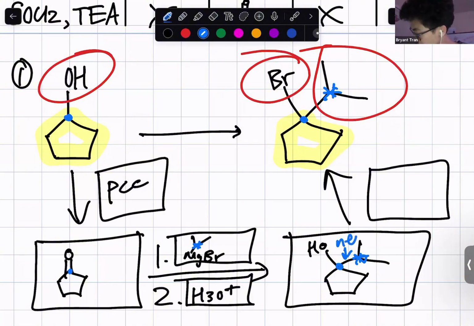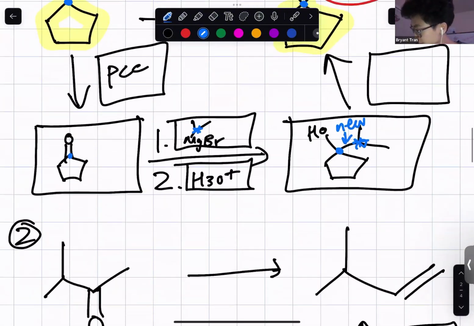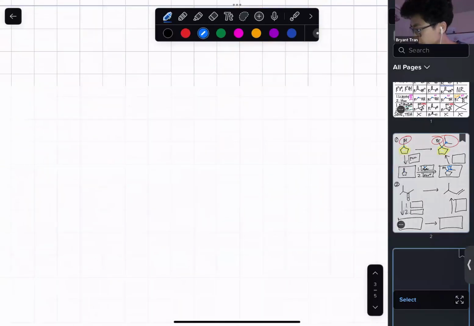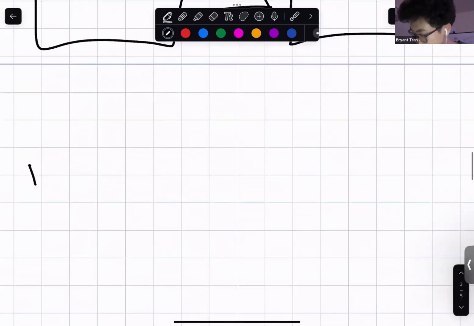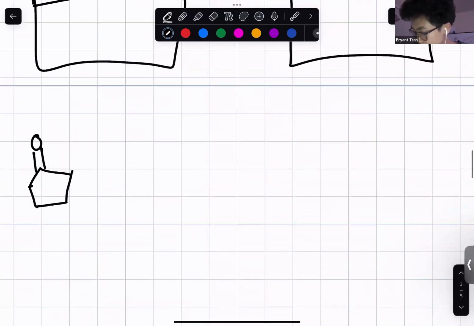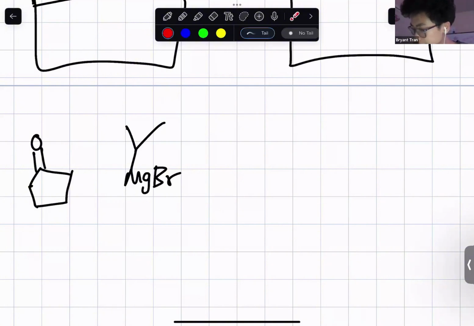Let me draw out the second step mechanism clearly, so it is more clear to you. Let's say we have this ketone right here, and let's say we have this Grignard reagent right here, where this is the R group and this is the MgBr. When you see MgBr, the carbon directly attached to the magnesium is partial negatively charged. So that's my nucleophile right there, the carbon directly attached to the Mg.